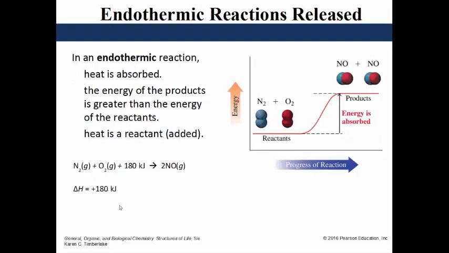The opposite of that would be endothermic. Endo always means inside, and again, thermic means heat. So this is where heat gets absorbed. So the energy of the products is higher than the energy of the reactants. So heat is a reactant. Heat gets added to the reaction. So for example here, nitrogen gas plus oxygen gas plus energy, 180 kilojoules, will give you nitrogen monoxide. Because you're adding heat to it, heat is being absorbed as a part of the process, as a part of the reaction. That's going to be endothermic, so a positive enthalpy, so 180 kilojoules.